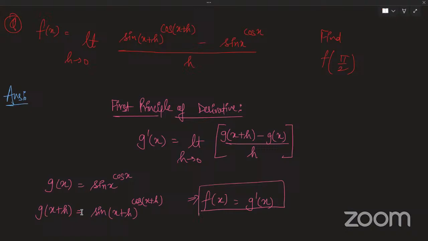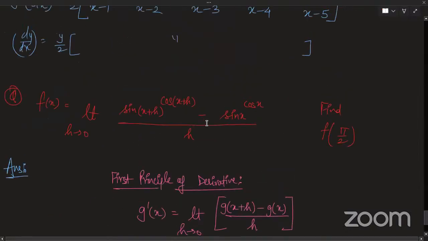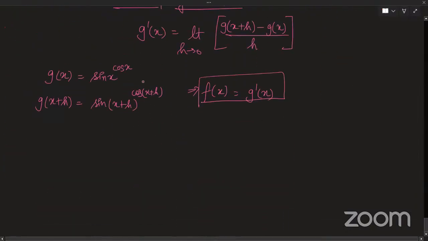So your g of x plus h will be sin of x plus h raised to cos of x plus h. So the first term over here is basically g of x plus h. So it is g of x plus h minus g of x, whole divided by h. And what is this value equal to? It is g dash x. So basically your f of x denotes the derivative of sin x raised to cos x.